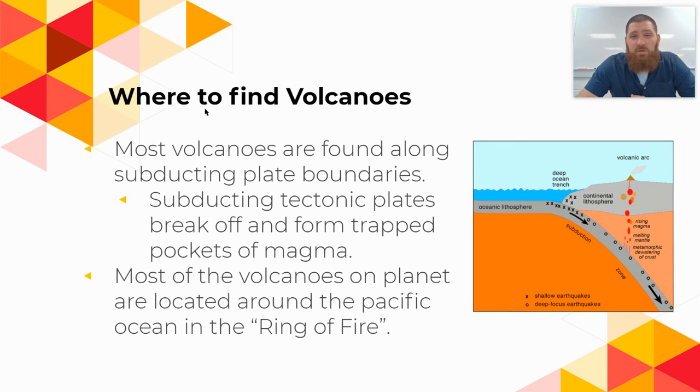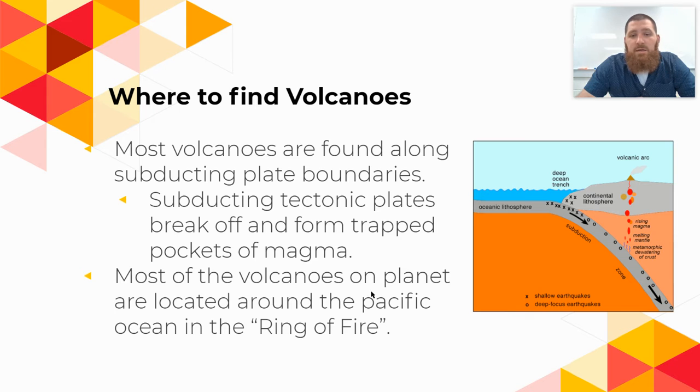Now, where to find volcanoes? Most volcanoes are found along subducting plate boundaries. Subducting tectonic plates break off and form trapped pockets of magma. We can see that right here, where this oceanic plate is being subducted underneath the continental plate, and as it breaks off and goes back down towards the Earth's core, it heats up and starts to melt, and this melting rock will create pockets of magma over here.